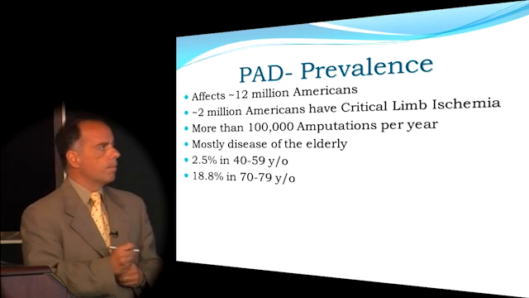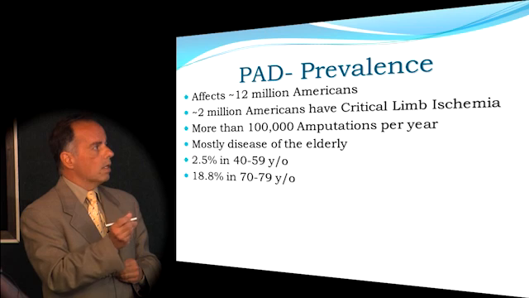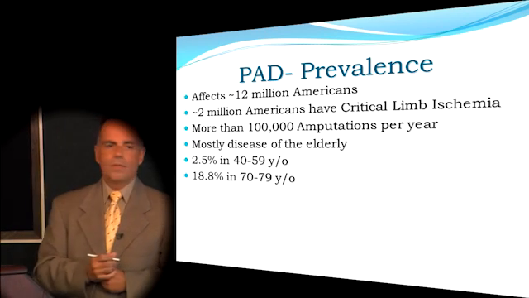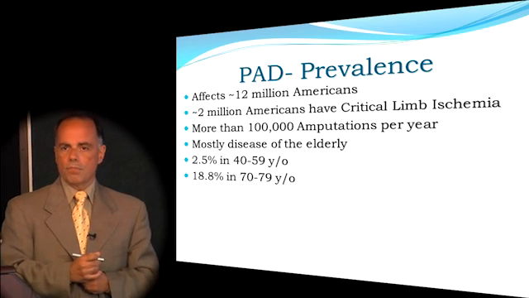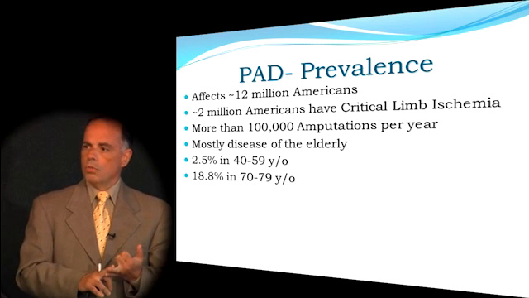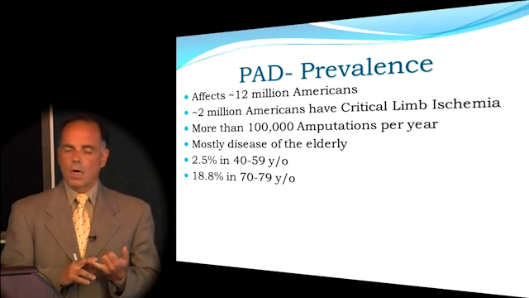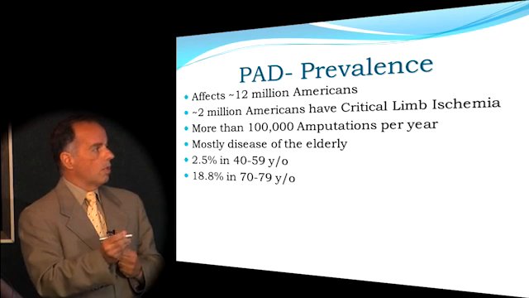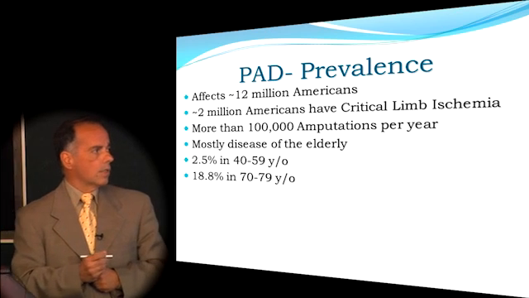So when we talk about peripheral arterial disease, or PAD alone, that can affect 12 million Americans at any one time. Out of those, 2 million Americans have what we call critical limb ischemia. That basically means that their legs are ready to fall off. They either have gangrene, or they have non-healing wounds or infections of their feet, and they're ready for an amputation. And they do about 100,000 amputations per year in the United States.